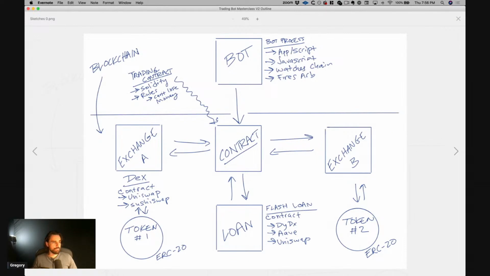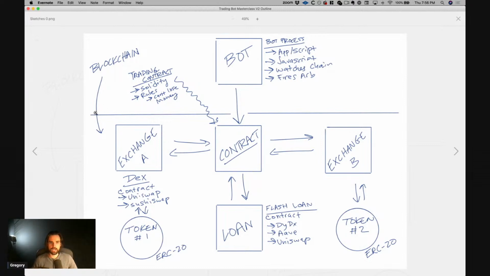So here's the anatomy of the trading bot. I've got this broken out into multiple layers. Let's start off with the smart contract. You're going to have one main smart contract that serves multiple functions. It's going to facilitate the trades. It's going to buy cryptocurrency on one exchange and sell it on the other exchange. That's the main function here. It's also going to take out the flash loan in order to do that.